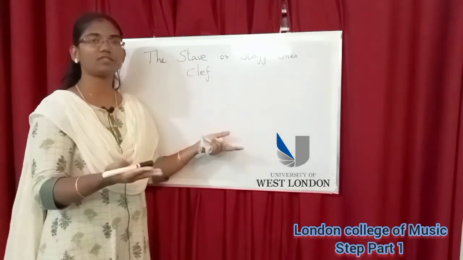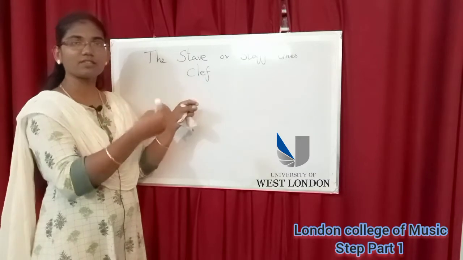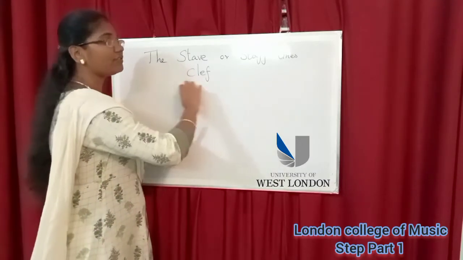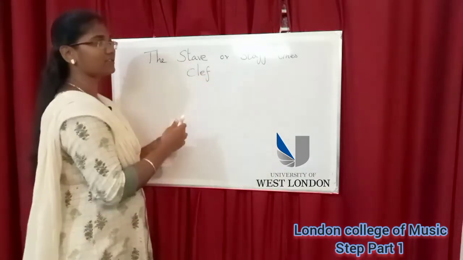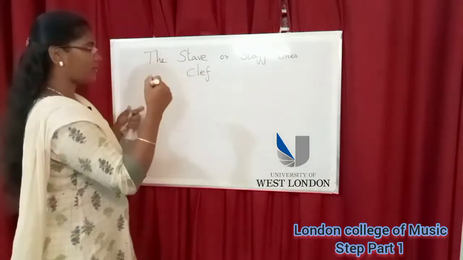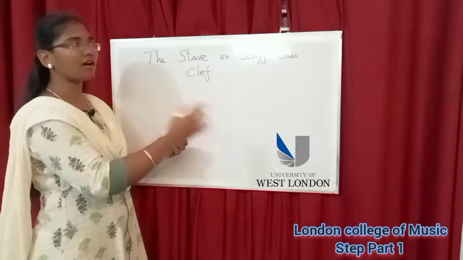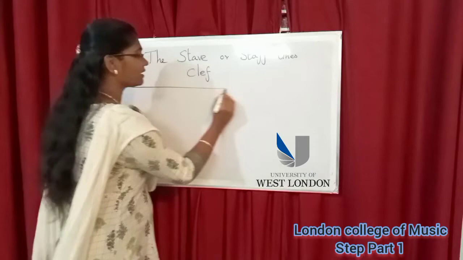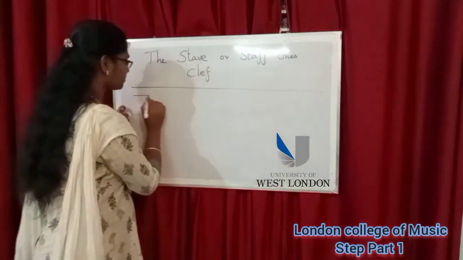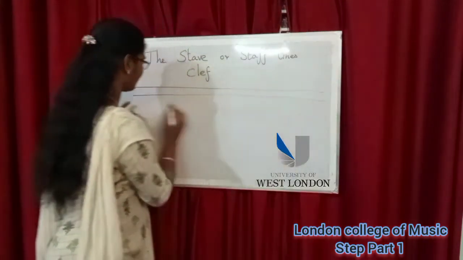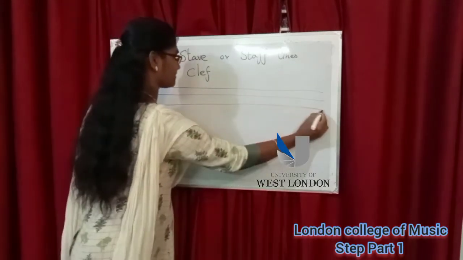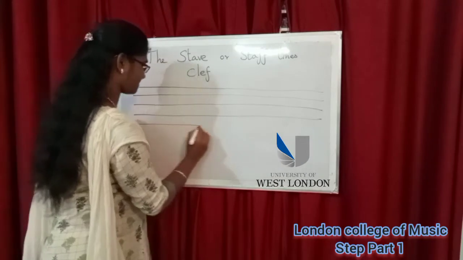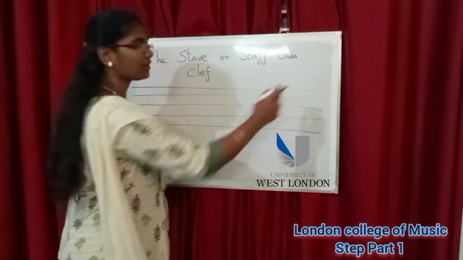We learned the musical notes, right? So those notes are written on 5 lines. That 5 lines are called stave lines. So we can see all music notes are written on lines. Okay, so there are 5 lines.